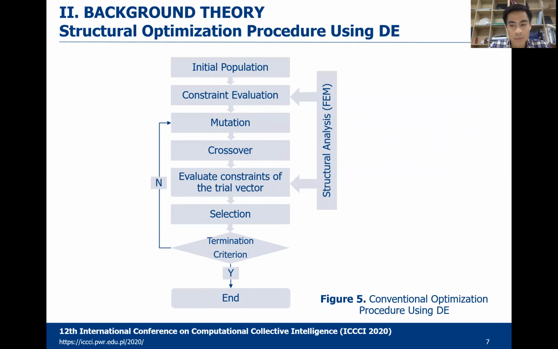So the procedure of differential evolution optimization is presented in figure 1. As you can see, every candidate produced during the optimization process must be evaluated as a design constraint using finite element analysis. Consequently, the total number of structure analyses is too large, leading to time consumption.